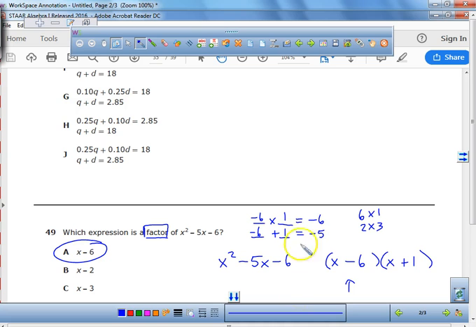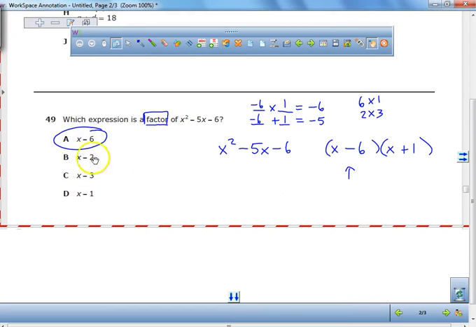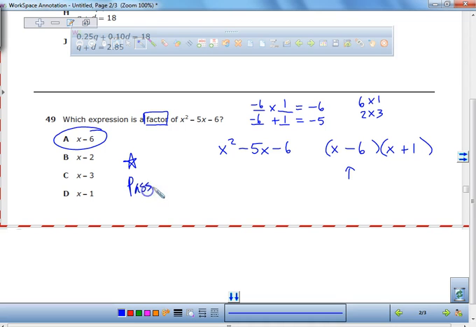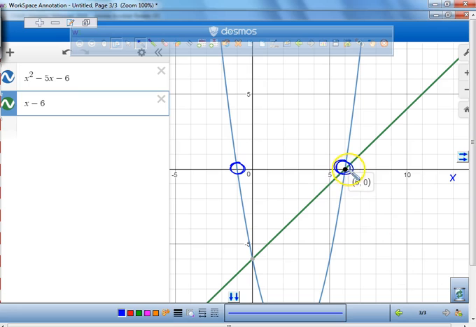So in review, if you have this problem, if you don't know how to factor these, type this into Desmos and find which one passes through the 0. And does everybody know what a 0 is? Wherever that parabola touches the x-axis. That's a 0, a root, or a solution. Those are words that mean the same thing.